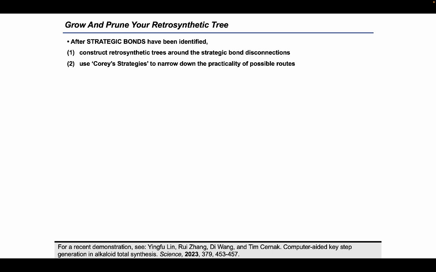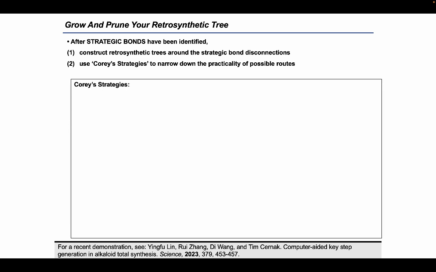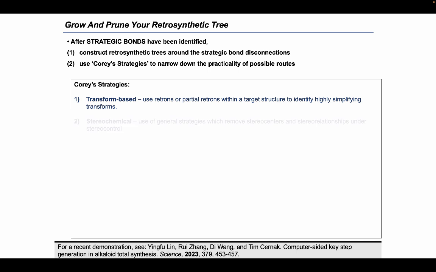After candidate strategic bonds have been identified, construct retrosynthetic trees around the strategic bond disconnections and use Corey strategies to narrow down the practicality of possible routes. Corey's strategies are, first, transform-based strategies, which use retrons or partial retrons within a target structure to identify highly simplifying transforms. Stereochemical strategies, which are those that remove stereocenters and stereo relationships under stereo control.